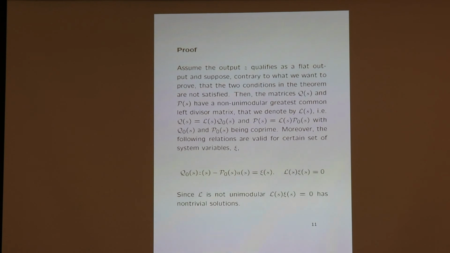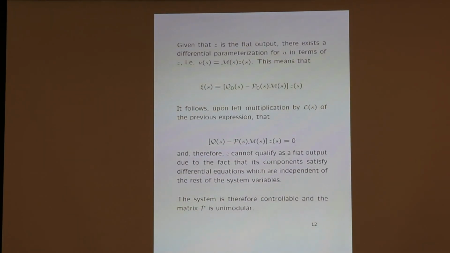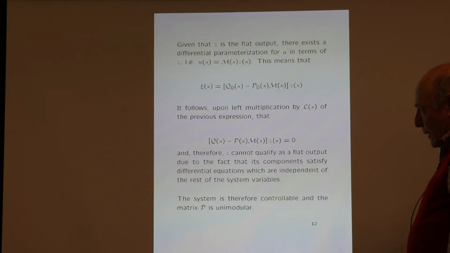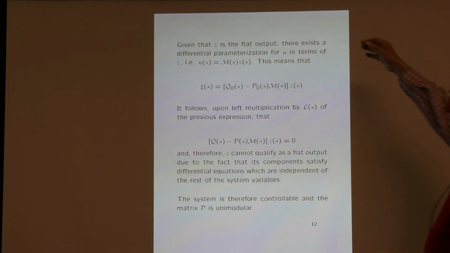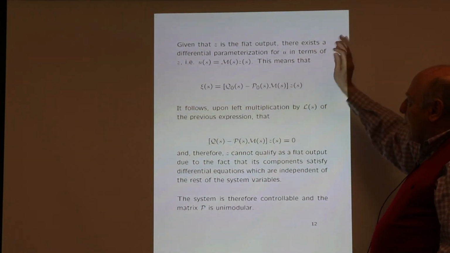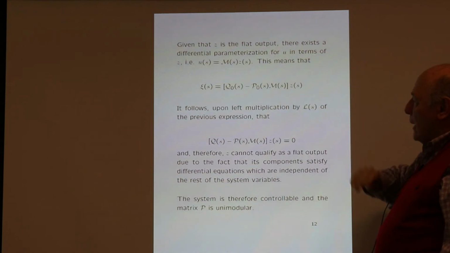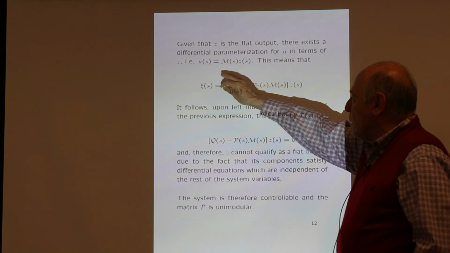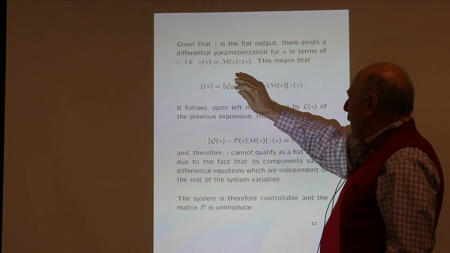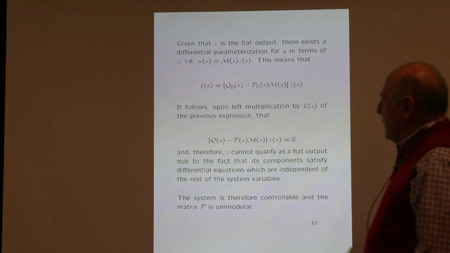So we have the result that controllability is totally equivalent to the existence of a flat output vector. Now, for the second part of the proof, given that C is the flat output, then there will exist a differential parametrization for U and C, as we had in the right coprime representation. So U will be some matrix times C, and C will be some matrix times Y.